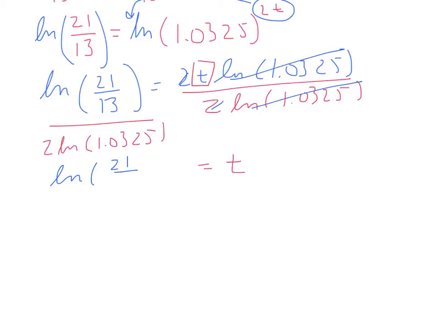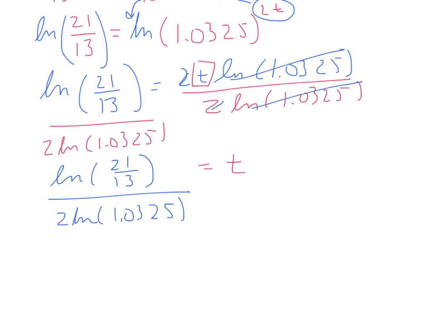Natural log of 21/13 divided by 2 natural log 1.0325. Now the deal is this, you can do this step by step, or you can do it in one fell swoop depending on what kind of calculator you have. But go ahead and take a minute to crank this out and see what you get. Okay, when I run this through, I get t equals 7.4973 about. We haven't rounded it yet, but that's kind of where I'm starting with.